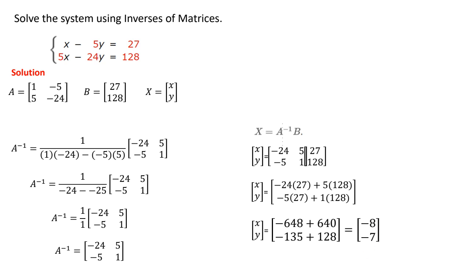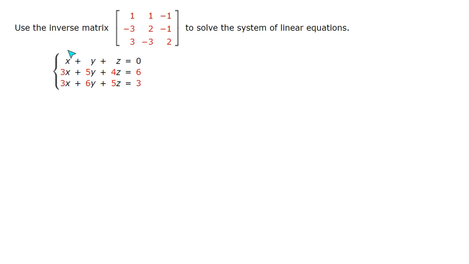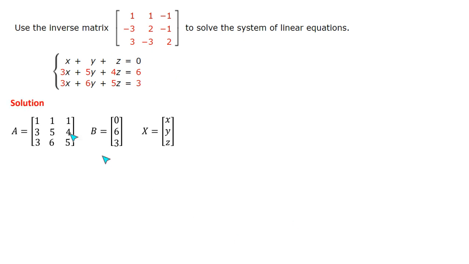So x is equal to negative 8, and y is equal to negative 7. Okay, and so here we have another example. It's set up the same way. Here you have your A, which you don't really need, because they already give you the inverse.